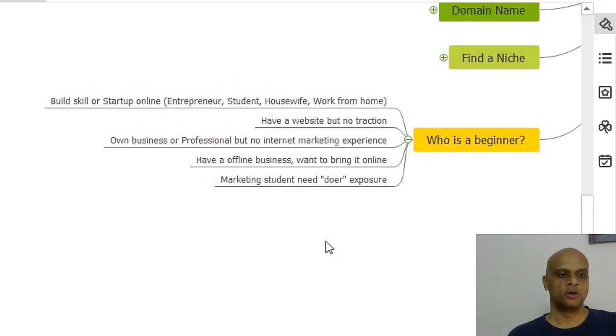Now let's come to the second point, which is have a website but no traction. So there are scenarios when people are actually having a website, which might include people who have been in this for some time, and they had been working on building a website. They have maybe put some content. They have first or second stage of website ready. They have put some content.